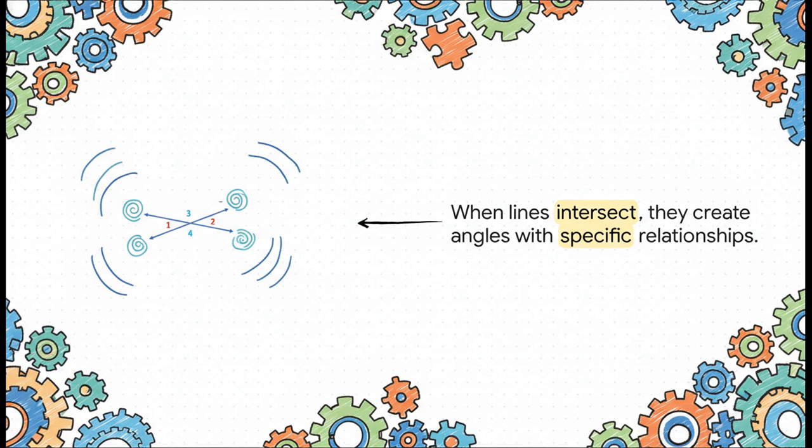It's just two straight lines crossing each other. So simple, but in that one little intersection, 4 different angles get created. And what's so fascinating is that they have these predictable, totally locked-in relationships with each other. They're all part of a system.